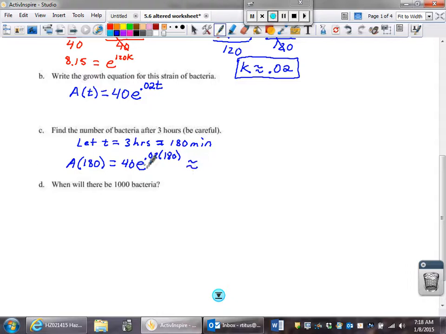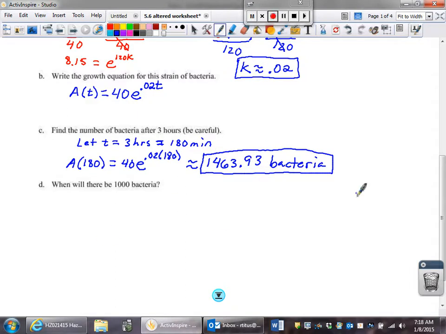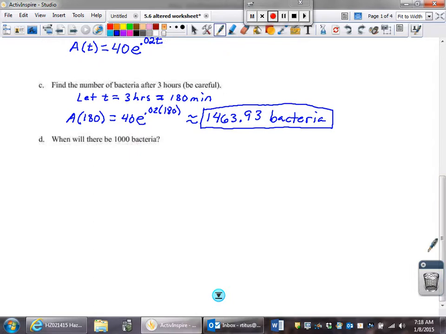You start at the 40 and you work your way over, and that answer turns out to be about 1,463.93 when you put it in the calculator. And this is bacteria. So our bacteria has increased from 40 to 1,463 in 3 hours. And that completes part C. Now we have part D. And part D says, when will there be 1,000 bacteria?